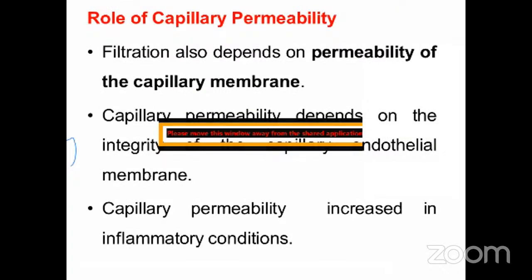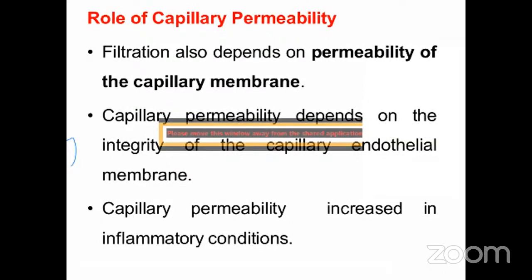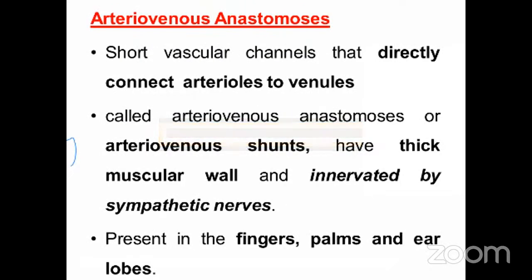Along with these pressure gradients, capillary permeability also plays a role in capillary filtration. In inflammatory conditions, capillary permeability increases, so there is oozing of fluid from the capillary into the interstitial space. When there is an injury, that is, inflammation, what happens? There is swelling, or formation of edema. Why? Increased capillary permeability removes fluid out of the capillary into the interstitial tissue space, and the collection of fluid in the tissue space causes swelling, or edema. Also, there are short vascular channels which connect arterioles directly to the venules.